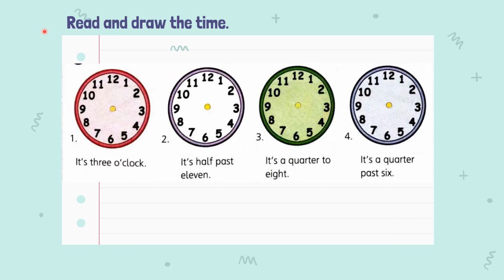For exercise 2, we are going to read and draw the time. So let's look at number 1. It is 3 o'clock. Yes, when we see the word o'clock, where does the minute hand need to be? Correct, the answer is at 12. So, if you see the word 3, where do you think the hour hand should be? Yes, 3. So this will be the answer. For question 2 to 4, I want you to try it yourself as homework.